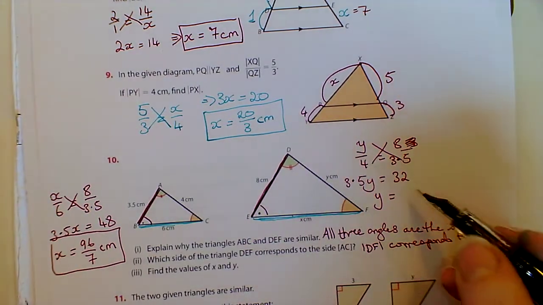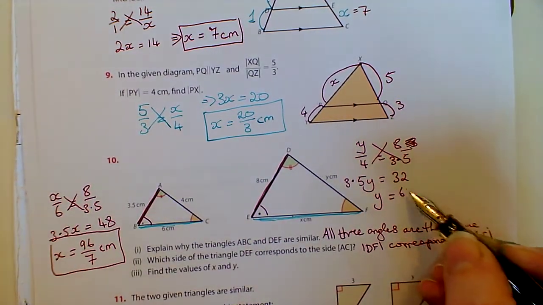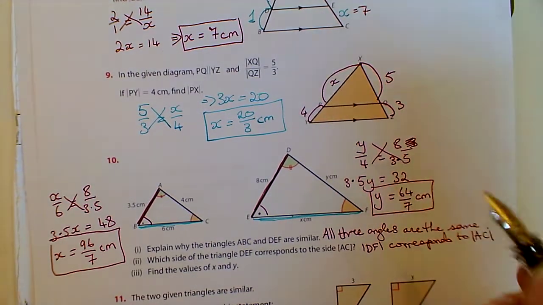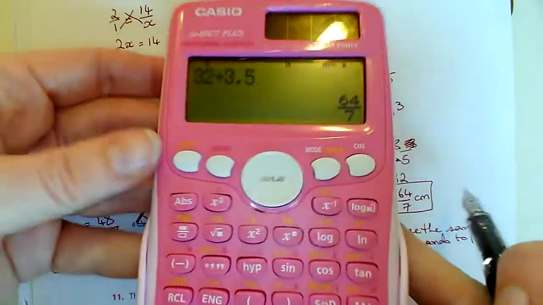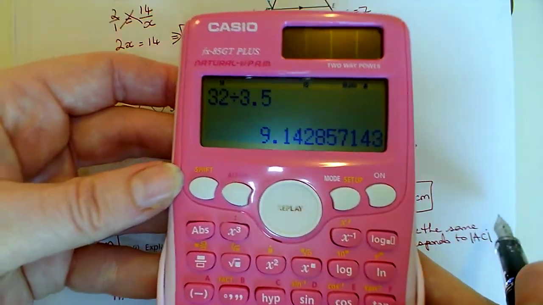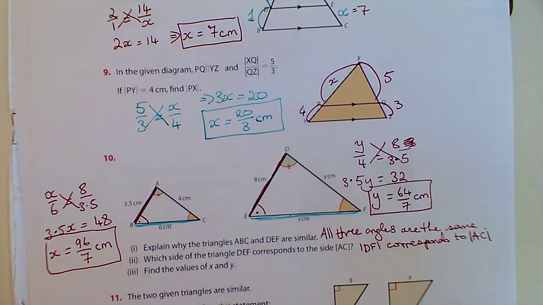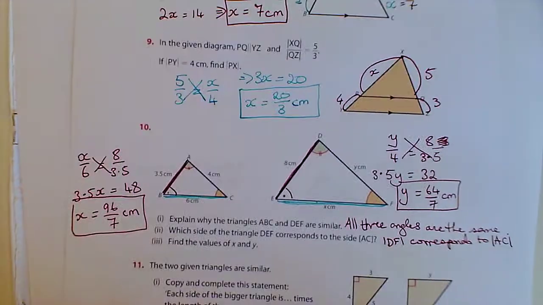And we'll just leave it like that, 64 over 7 centimetres. Again, if you want to, you can change that to 2 decimal places, and it would be 9.14 centimetres. Okay, next question then.